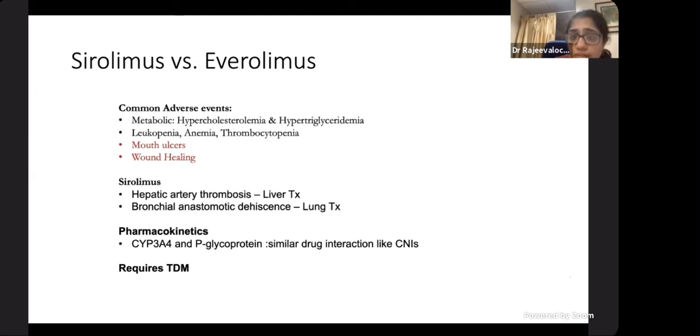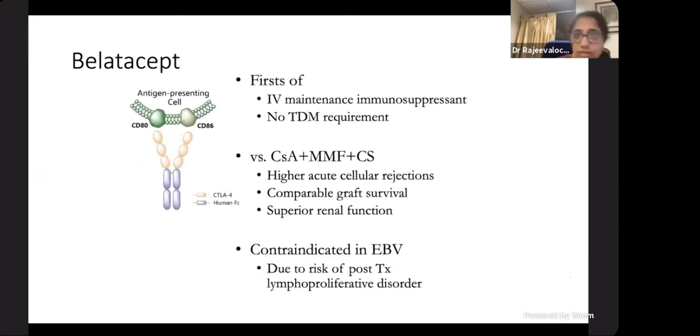Hepatic artery thrombosis in a liver transplant patient and bronchial anastomotic dehiscence has been seen with Sirolimus. They have very similar drug interactions like CNIs and also require therapeutic drug monitoring. Now we have the other drug, which is BELATACEPT, which is basically a co-stimulatory blockade. It's a second generation drug after abatacept. It basically blocks the CD80, that is B7 group of molecules. It is an IV immunosuppressant, one of the first IV immunosuppressants which can be used.